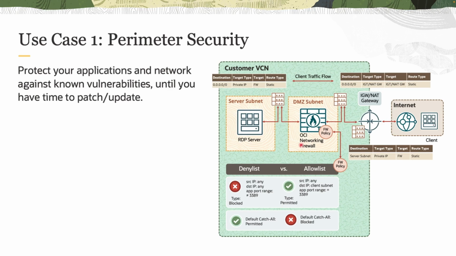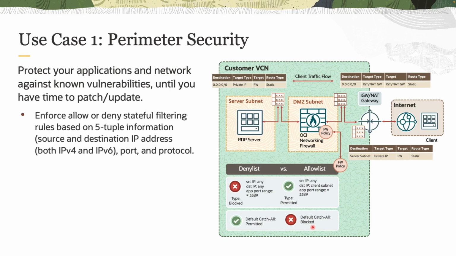As you can see, the network firewall in VCN can be configured with either an internet gateway or a NAT gateway for internet access. And in this example, there is a simple security rule that only allows RDP traffic from the client to your servers within VCN, and all other traffic will be denied.